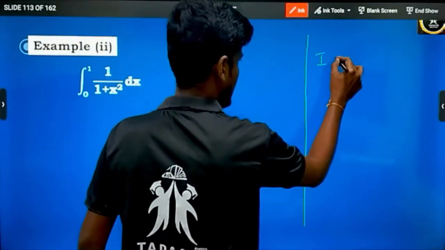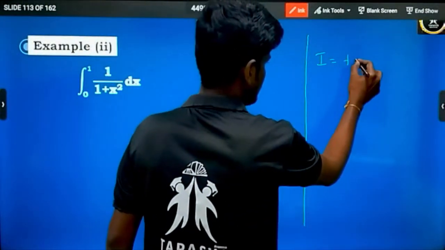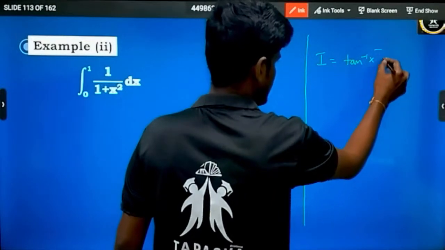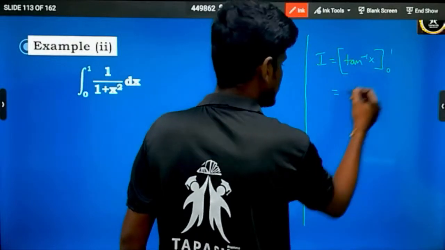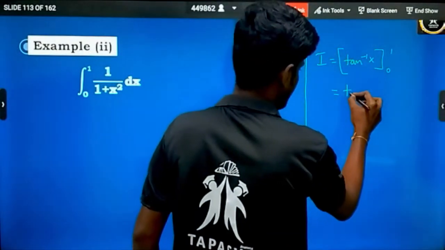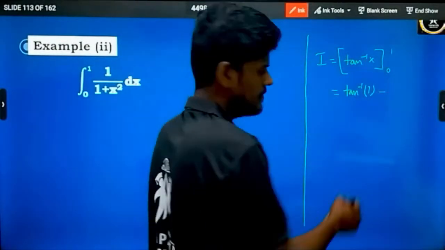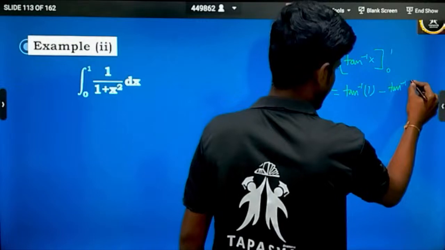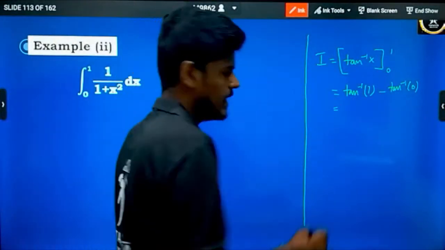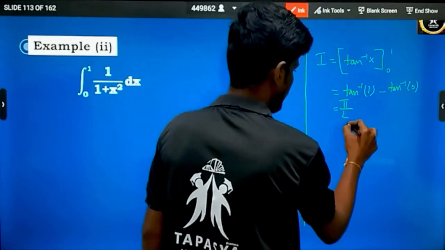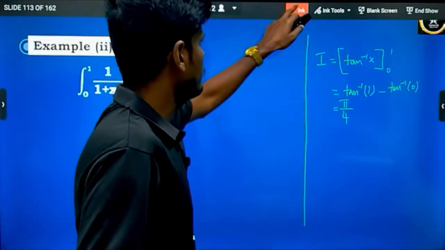Let this be I. I is equal to the integral of dx by 1 plus x square, which is tan inverse x, between limits 0 to 1. That means first we apply the upper limit, that is tan inverse 1, minus the lower limit, that is tan inverse 0. Now what is tan inverse 1? Tan inverse 1 is pi by 4, minus tan inverse 0 which is 0. So the final answer is pi by 4.